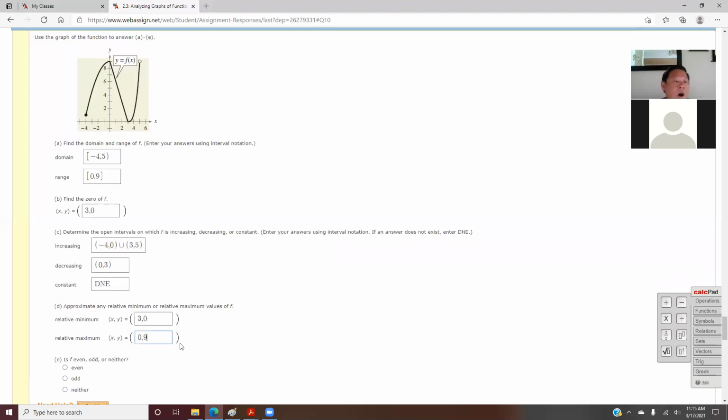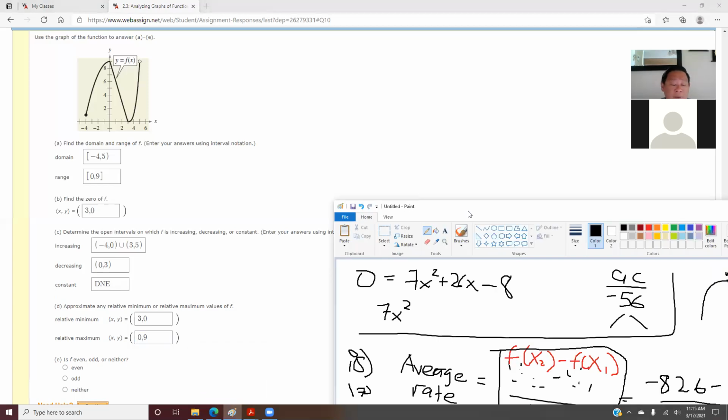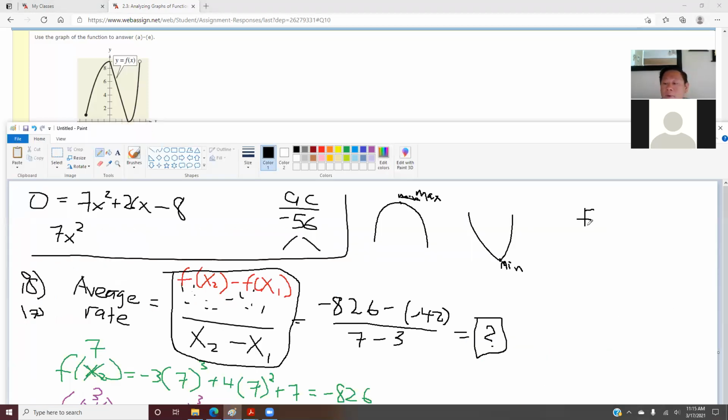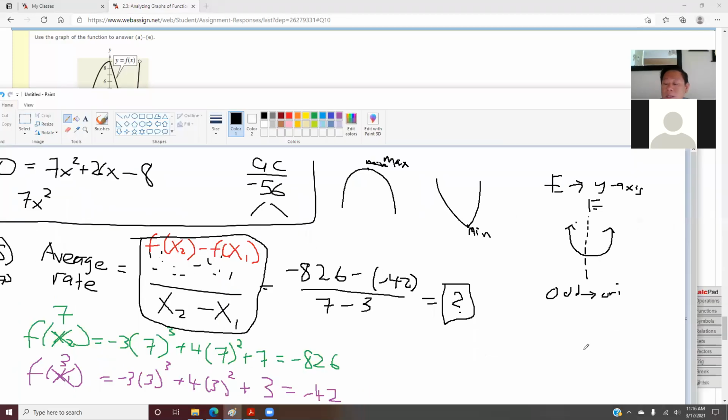And lastly is even, odd, or neither. In order for us to find out if you have even means that it is symmetrical with the y-axis. So if you have a parabola, this is even because it is symmetrical to the y-axis. Okay, odd is symmetrical with the origin. So what is the meaning of symmetrical with the origin is here.